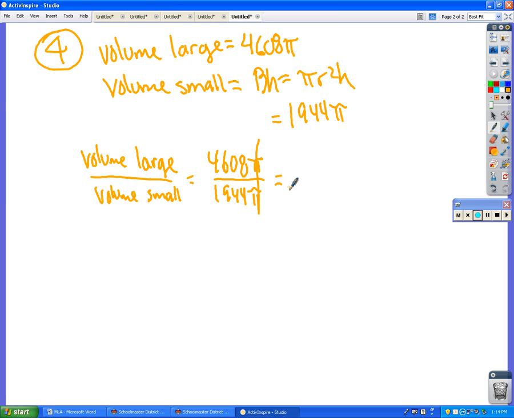So were you able to do that, Blake? Did you figure out what it reduces to? No? So what number goes into both of these evenly? 2. So you start with the easy one. It's going to take us a while at that rate, but that means 2,304 over 972. Okay? What goes into both of those evenly?